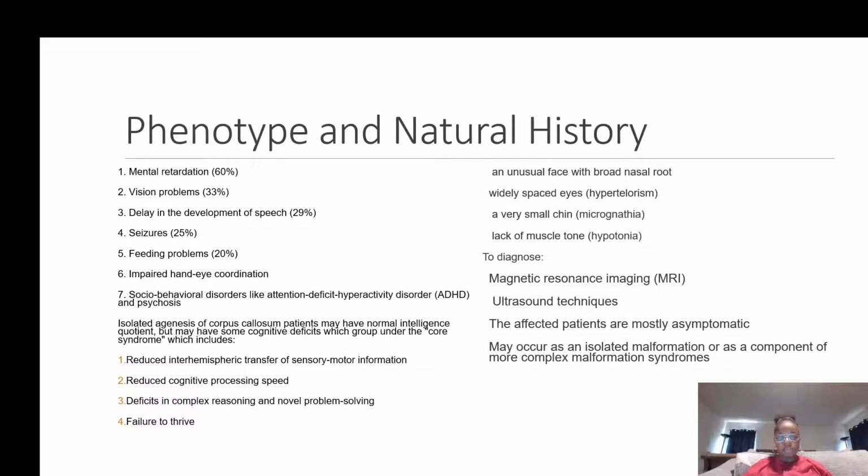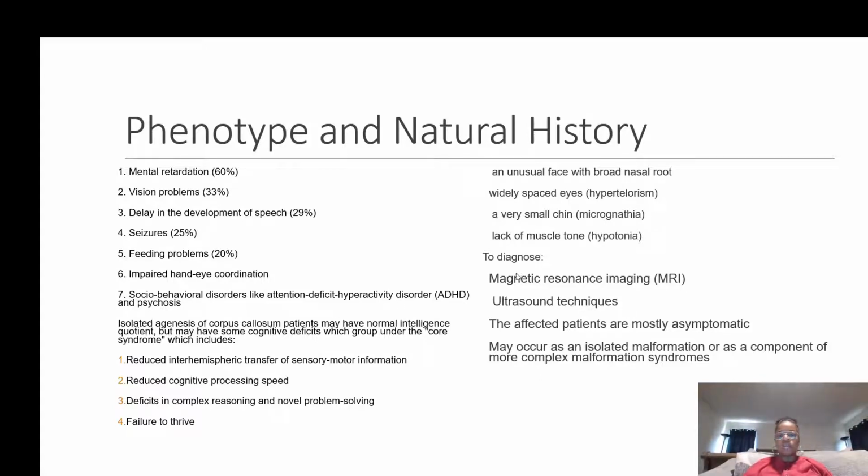So here are some characteristics of what a person may look like. You have an unusual face with a broad nasal root, widely spaced eyes, a very thin chin, lack of muscle tone. And then you have mental retardation, visual problems, delay in development of speech, seizures, feeding problems, reduced sensory motor information, reduced cognitive processing speed, reasoning and problem solving, failure to thrive. And then it may be linked to ADHD.